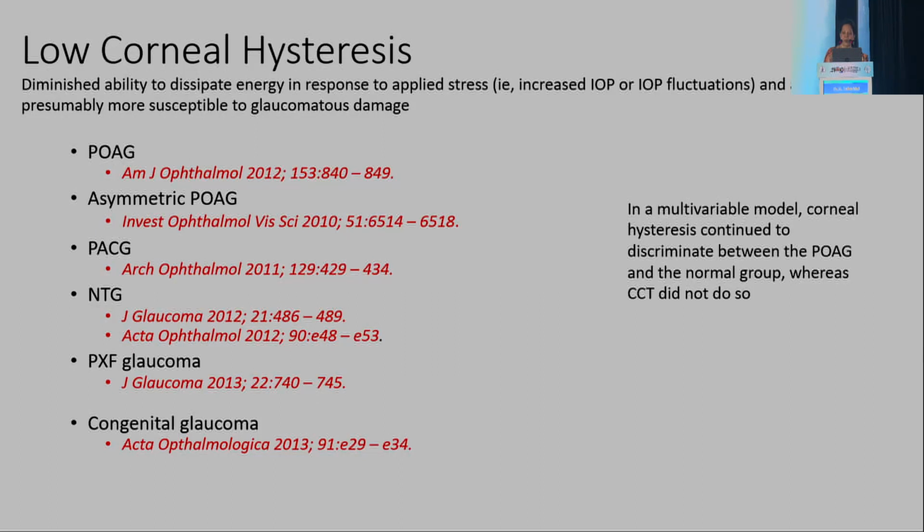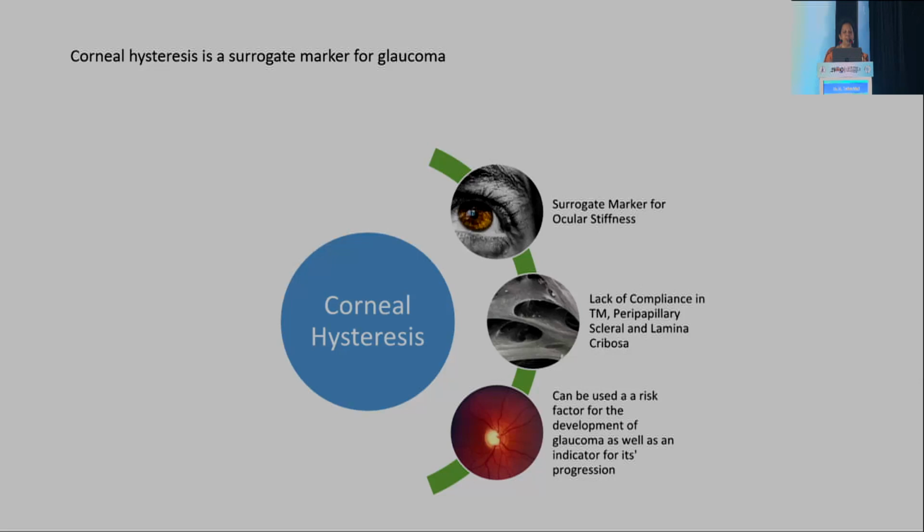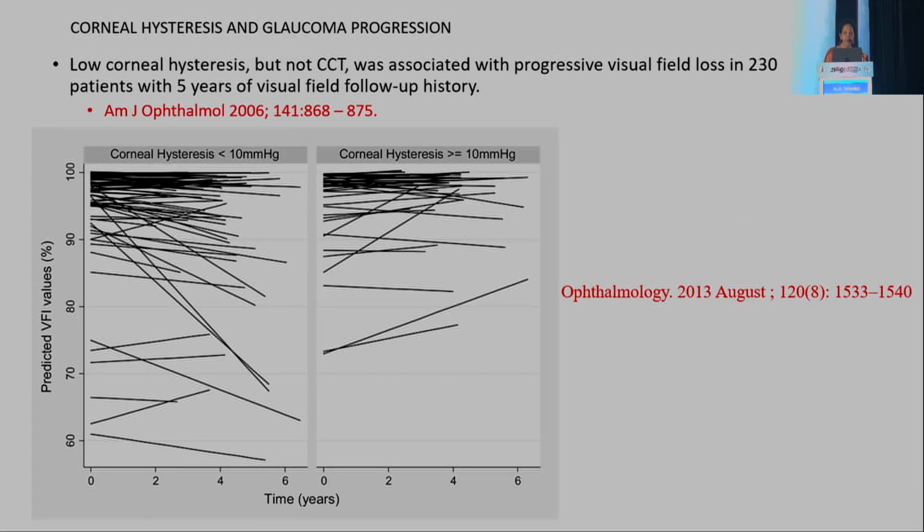In a multivariable model, they have seen that it is corneal hysteresis and not CCT which can discriminate between the POAG eyes and the normal group. CCT could be normal in both normal and POAG eyes, but corneal hysteresis is low in the POAG eyes. So corneal hysteresis can be considered a surrogate marker for ocular stiffness, for the lack of compliance of the trabecular meshwork, the peripapillary sclera, and the lamina cribrosa.